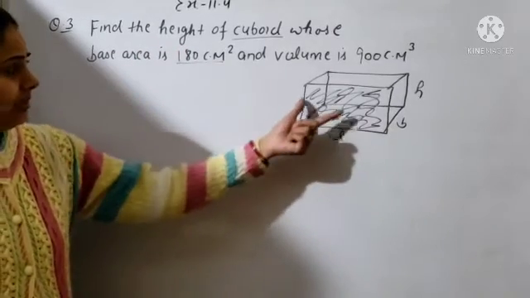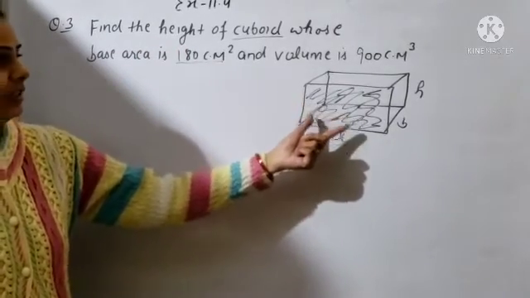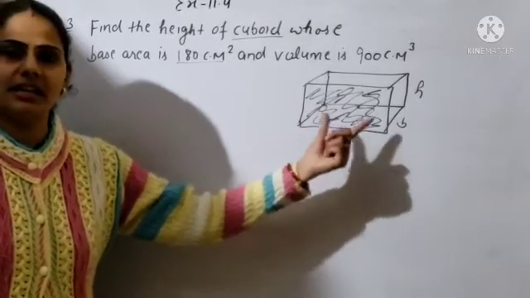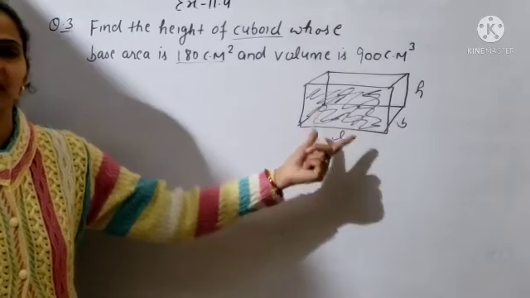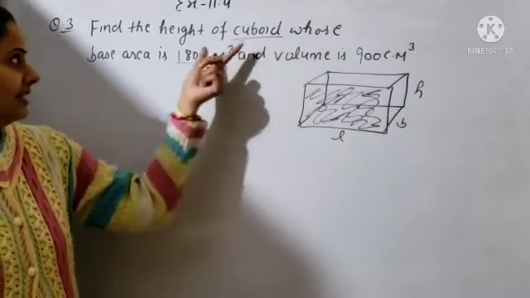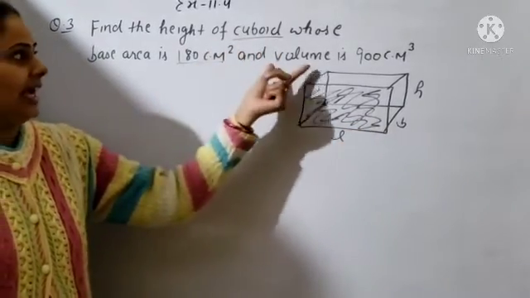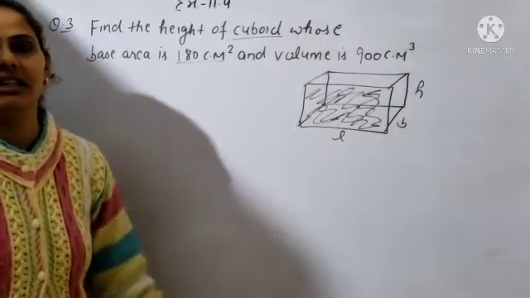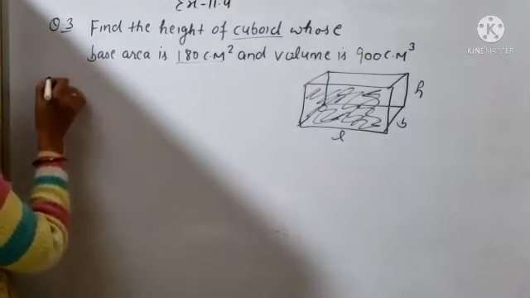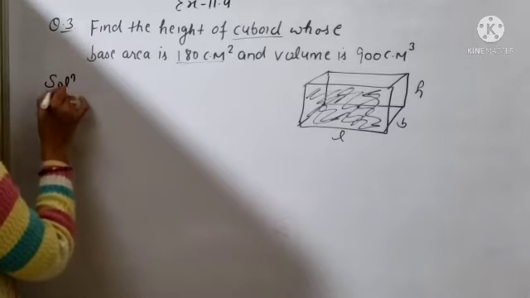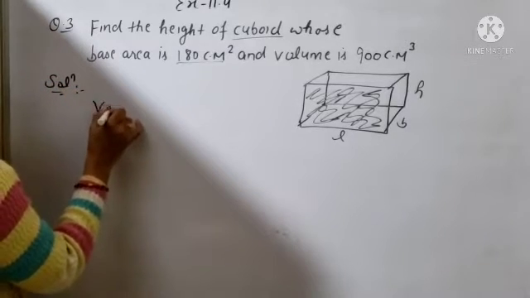Base area means the area of the base. And what is the base here? The base is the rectangle base, and what will be the area of a rectangle? It will be length into breadth, and this is already given. This is 180 centimeters square, and the volume of the cuboid is already given, 900. So find out the height of the cuboid. So what will you do? Simply you will start with the volume of the cuboid.